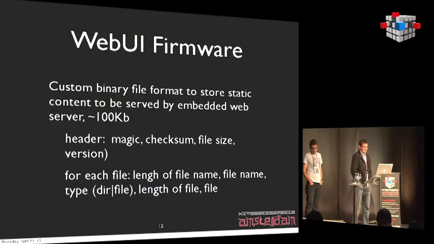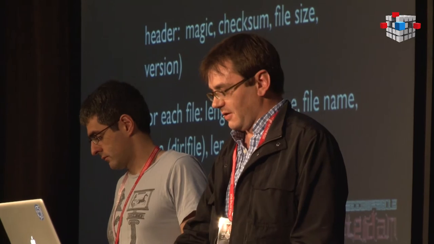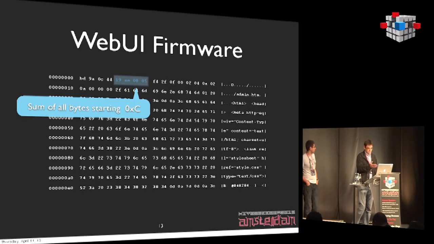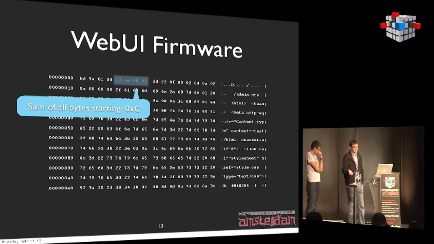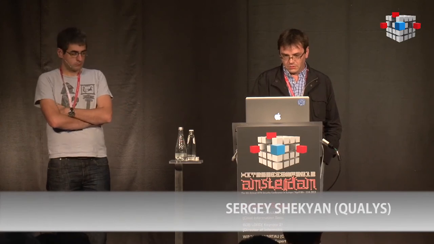And yeah, web UI is also a custom file with a header, and there is some kind of protection implemented, a so-called checksum. We experimentally figured out that this checksum is a sum of all bytes starting at offset 0xC. Here's the header on the next slide. And then after the header section start the actual file names with file name sizes, then file size, then the file itself. It's sort of a tar, if you wish.